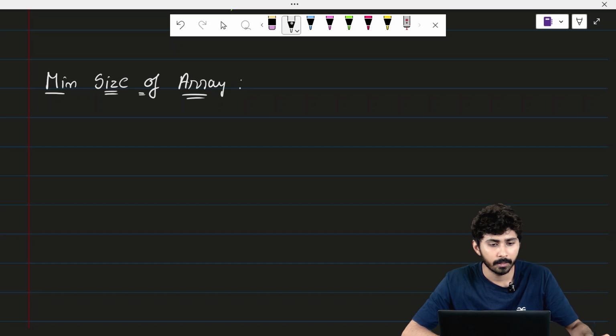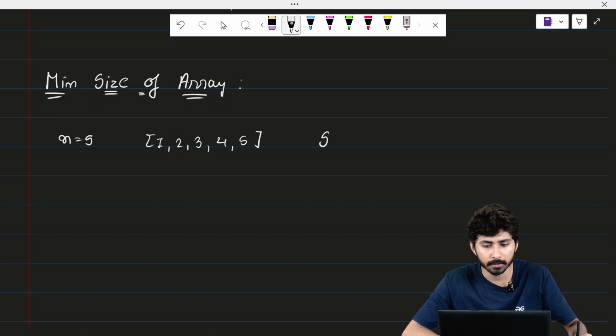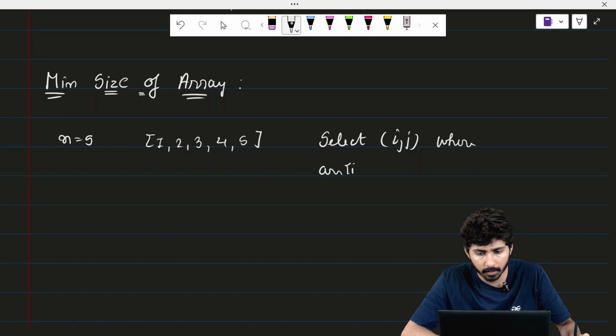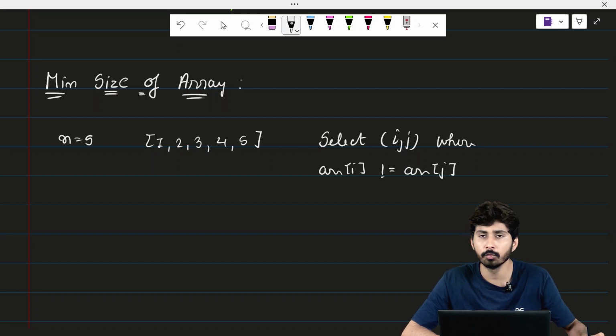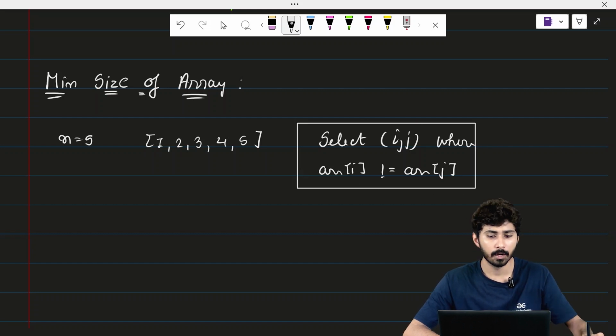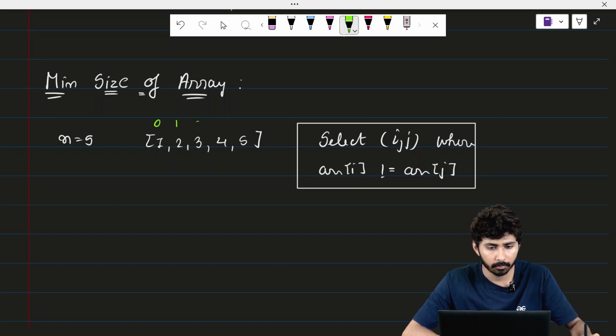In this question, let's take n equals 5 and the elements are 1, 2, 3, 4 and 5. The operation is to select i comma j where i and j are not the same and the elements are different, array of i is not equal to array of j, and remove those two elements. This is the operation that we are supposed to apply. On the given array, I can select the indexes 0, 1, 2, 3 and 4. I can select 1 and 5, so they are removed.